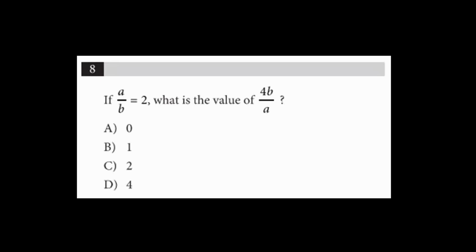Number 8, if A over B equals 2, what is the value of 4B over A? Note the relationship between A over B and B over A. They're just the reciprocals of each other. And so if you can, you want to do this one visually. If A over B equals 2, then B over A equals 1/2. And 1/2 times 4 is 2, C. And if you wanted to work this one, you just do it like this really quickly. A over B equals 2, which implies that B over A equals 1/2. Substitute the 1/2, and you still get 2.